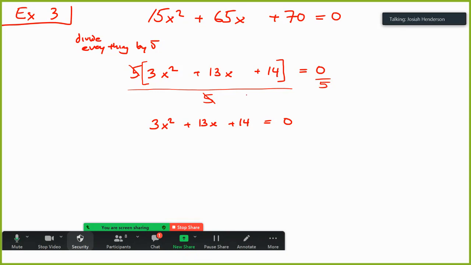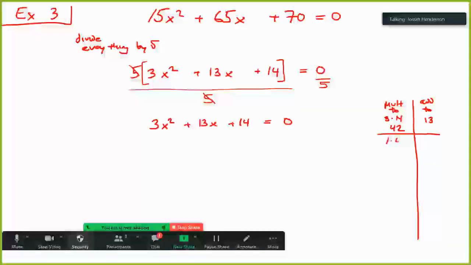Okay, now we begin our game of making a list and splitting up b and factoring. So 3 times 14. It's 42. So we want to make a list of things that multiply to 3 times 14, 42, and add to 13. Okay, so when you're making your lists, I think it's easiest to always start with 1 times and then 2 times, with increasing numbers.